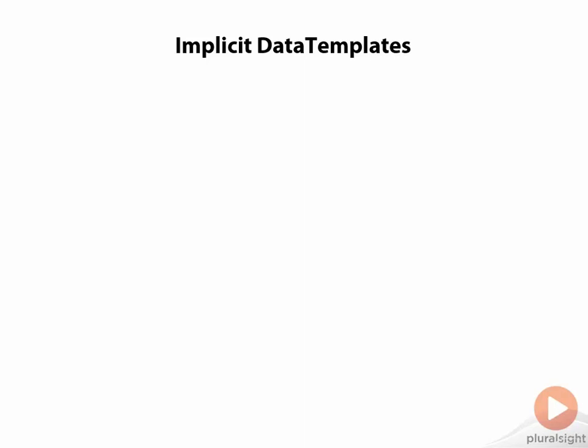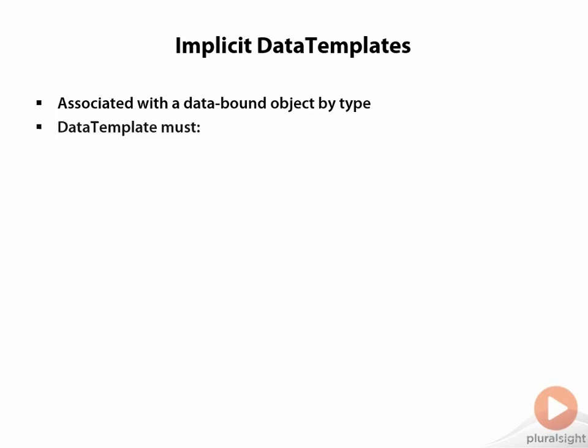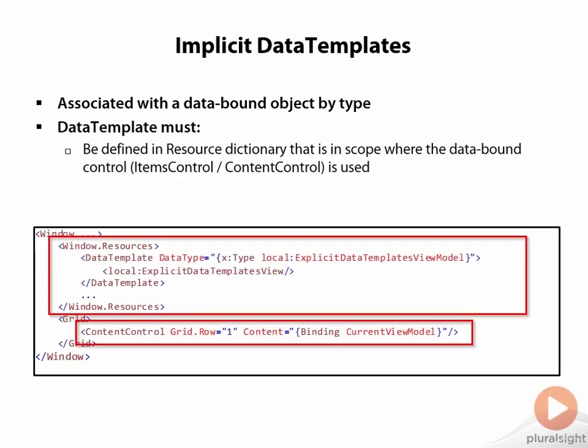Now let's talk about implicit data templates. Implicit data templates give you a lot more power and flexibility to address scenarios where you may not have a one-to-one mapping between a given data object type and the control where a specific data template is supposed to be used for that object type. Basically, an implicit data template gets associated automatically with a data-bound object based on the type of that object when it's being rendered. For implicit data templates to work, the data template has to be defined in a resource dictionary that is in scope wherever that data-bound control is going to be.